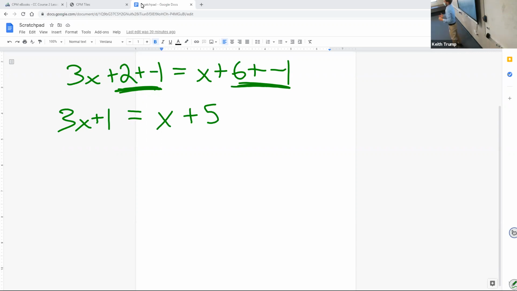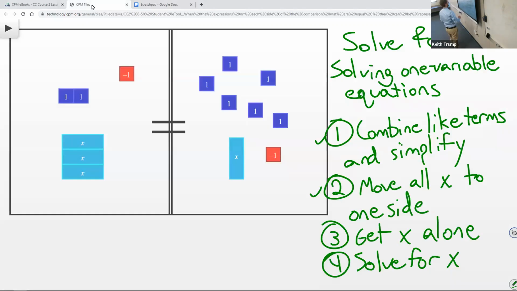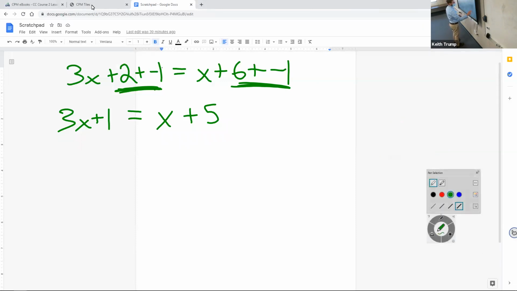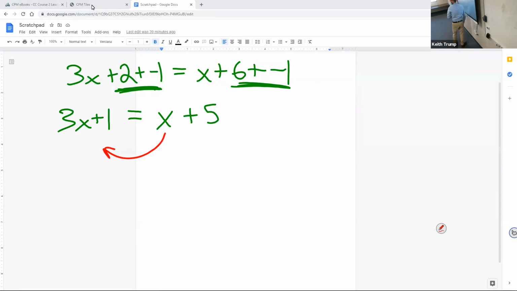And now I have combined like terms and simplified. That step is done. The next step is to move all of the x's to one side. Now I can move this x over to this side, or I could move the 3x over to this side. What's neat is I could do either of those ways and still get the correct answer. But I'm going to move the 1x to the other side, because if I moved the 3x to the other side, it would make, well, I'll show you what would happen.